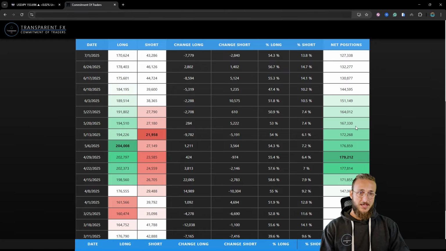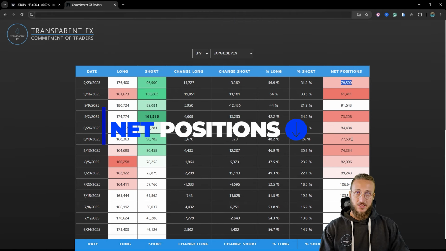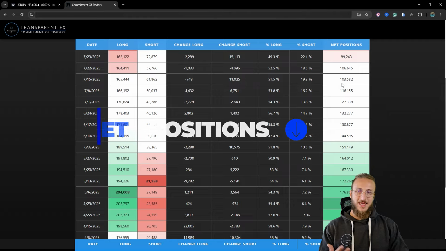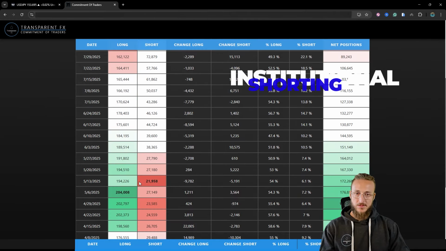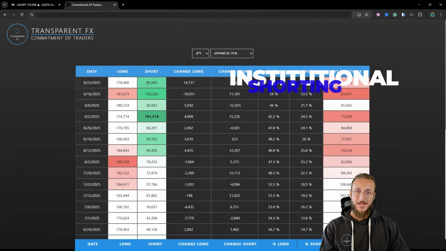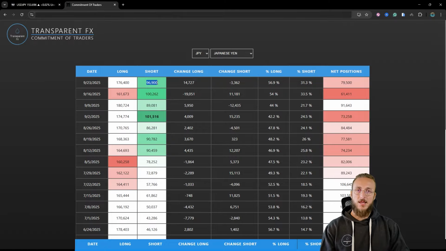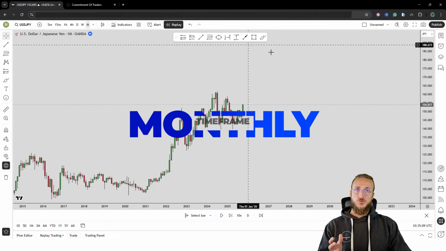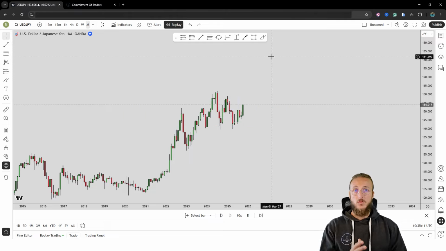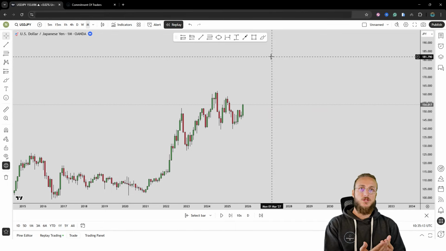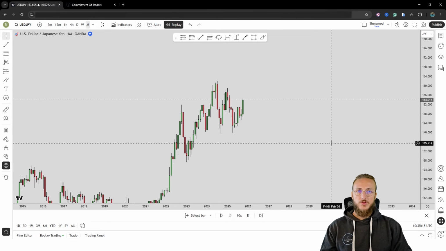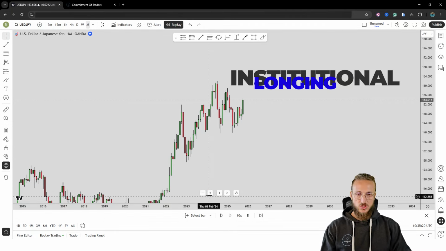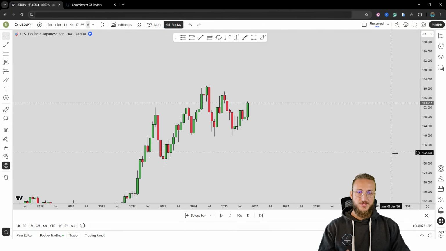Now, what we have here are net positions going from 179K all the way down to 79K. So essentially a 100K decrease in net positions with institutions shorting the JPY aggressively, increasing their shorts from 21K up to almost 100K. So clearly institutions were moving to the bullish side for USDJPY by shorting the JPY. Because if institutions are shorting the JPY, obviously they are longing USDJPY because all currencies on the spot are traded against the USD.